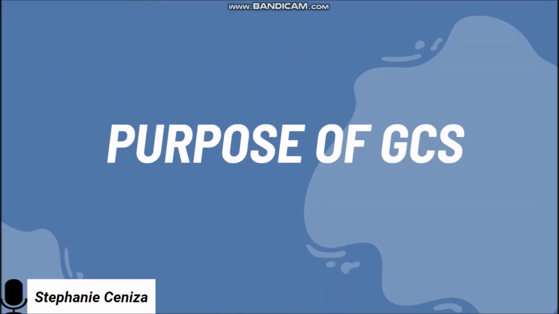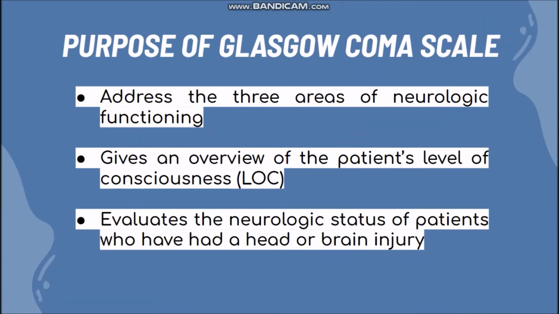Next is the purpose of the Glasgow Coma Scale. First, it addresses three areas of neurologic functioning, such as the eye-opening response. You have to check if they open their eyes spontaneously like normal. Verbal response: does the person talk normally, do they know who they are and where they are? Motor response: are they able to follow the command that is given to them?